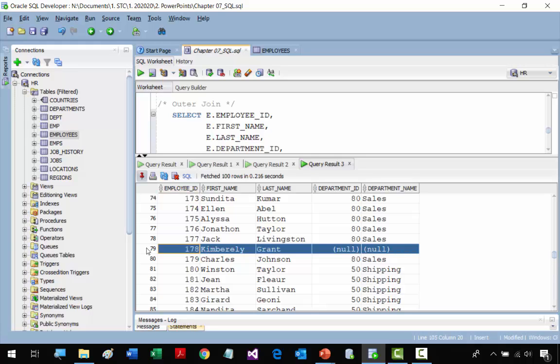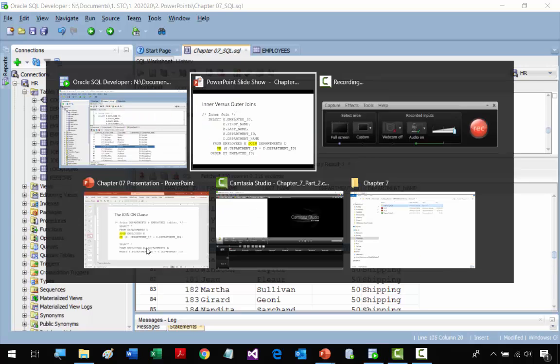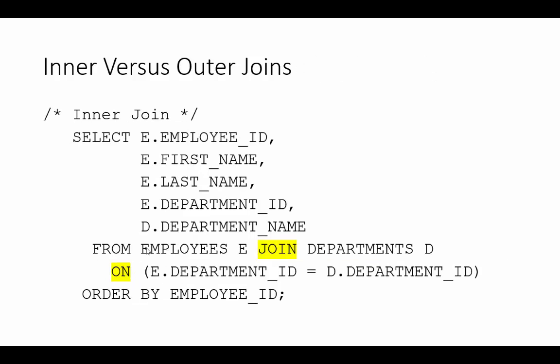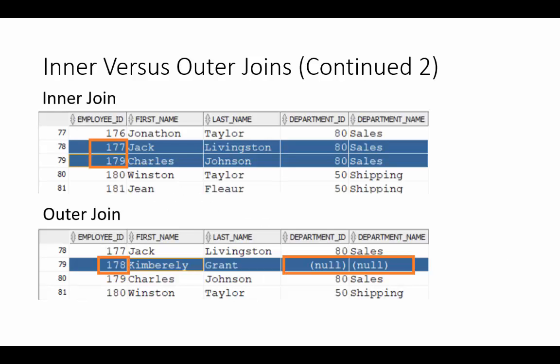This employee comes out even though they don't have a department ID. Okay, and that's with an outer join, right? The inner join does not do this. Let me just show you in the next slide. This is the inner join, this is the outer join, and these are the screenshots from the tables.